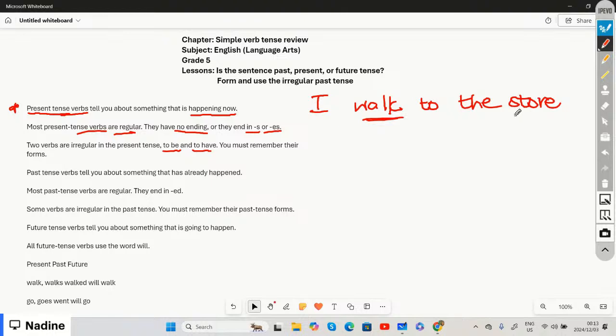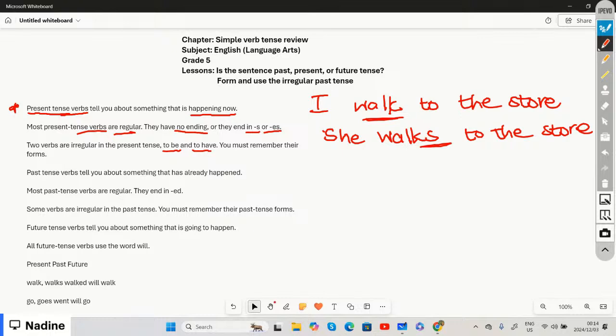Or we can even say, she walks to the store. So I walk to the store, or for one person, we can say, she walks. This is now where we add the S or ES. She walks to the store. So walks with an S. That shows our simple present tense.